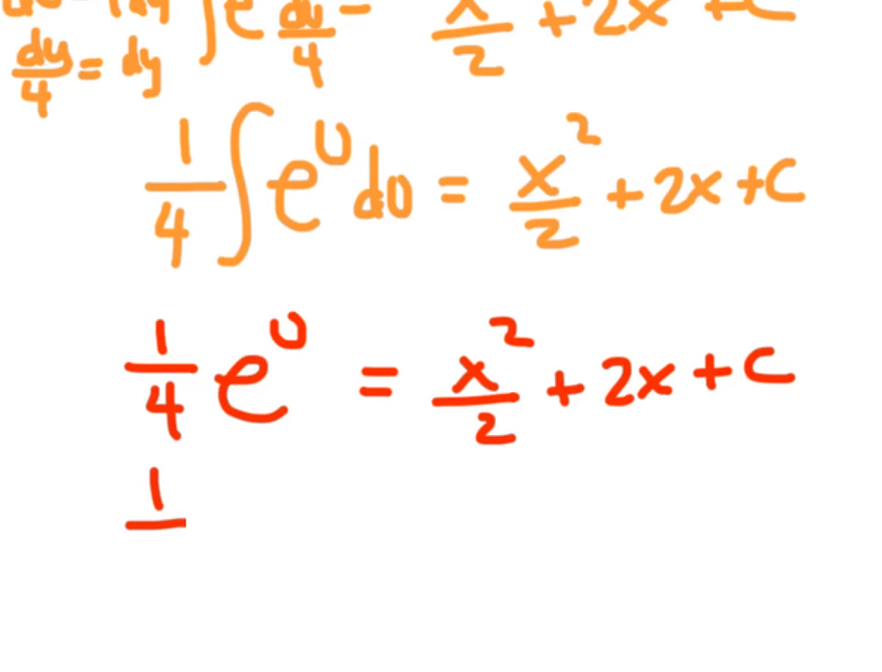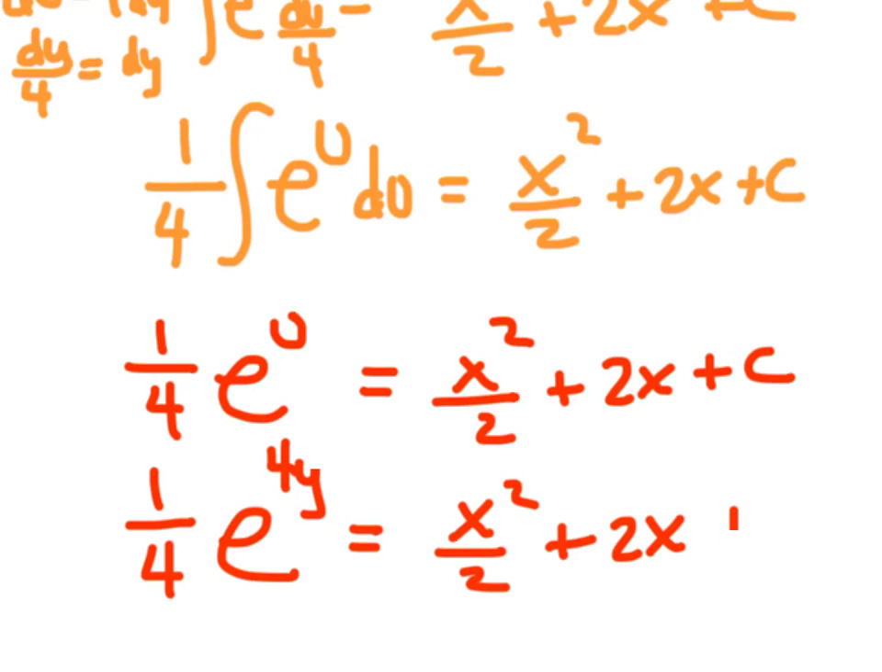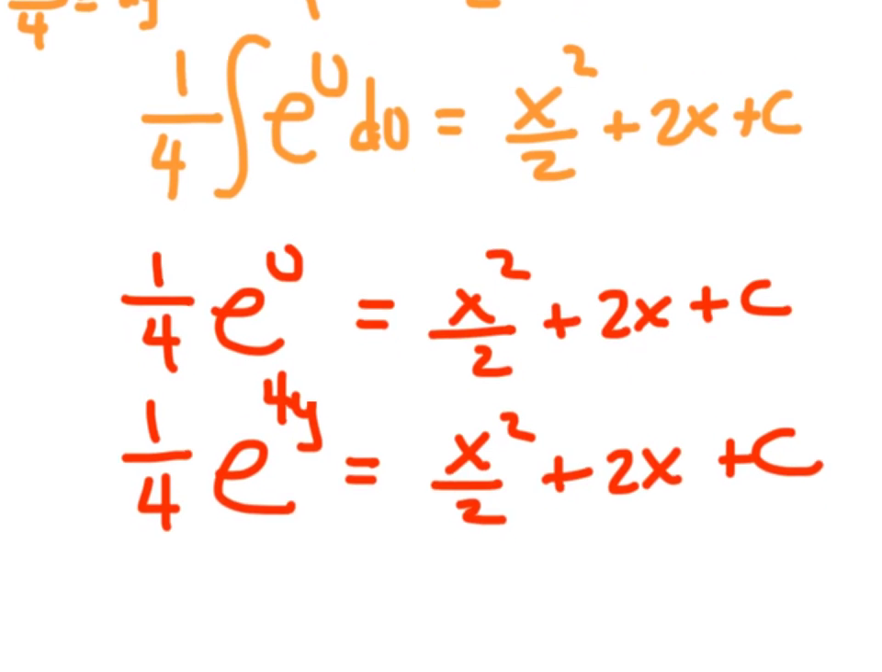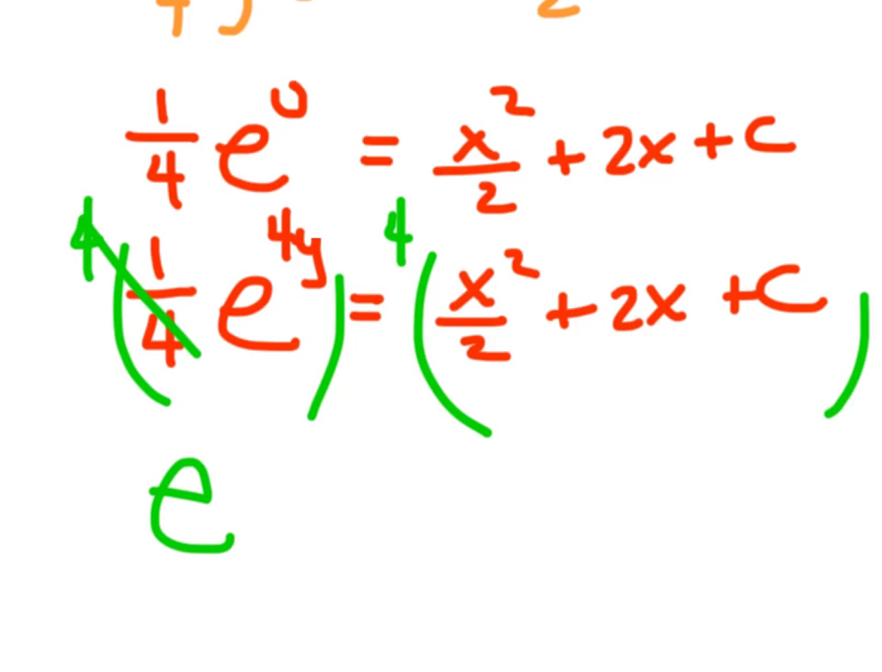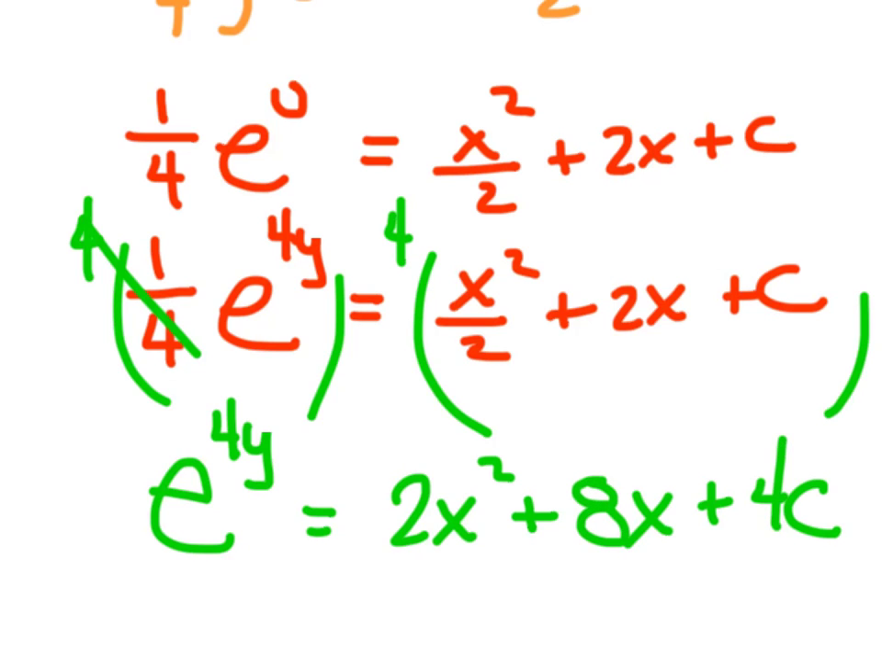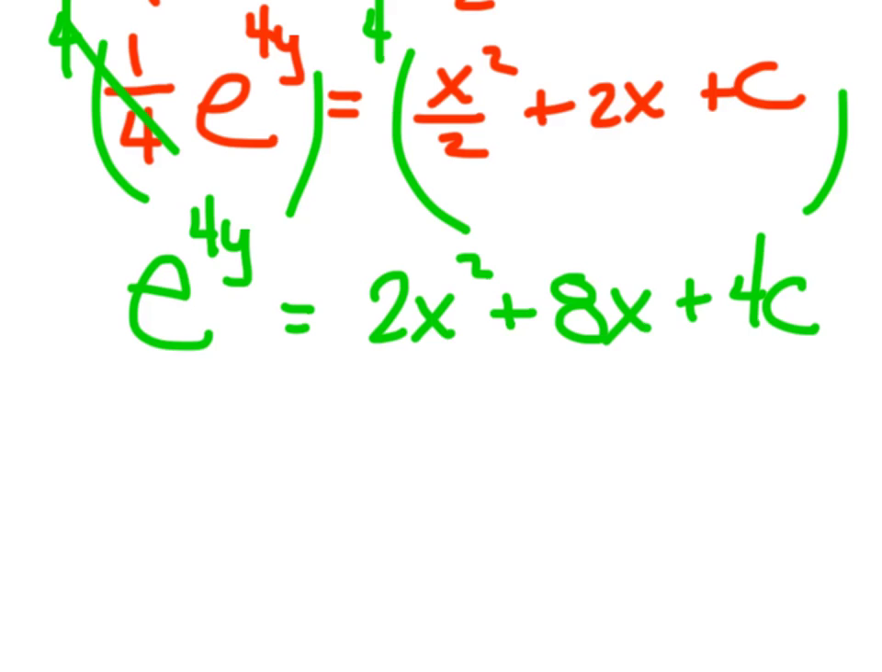And of course, I want to plug in my u, which was 4y, so 1/4 e to the 4y equals x squared over 2 plus 2x plus c. All right, my goal is to get that y by itself, so to get rid of the 1/4, I'm going to multiply everybody I see by 4. So I've got e to the 4y equals 2x squared plus 8x plus 4c. And whoops, I already forgot about my initial condition. I'm going to go and grab that because I don't want to solve for y yet. My initial condition, I believe, was negative 2, 1.